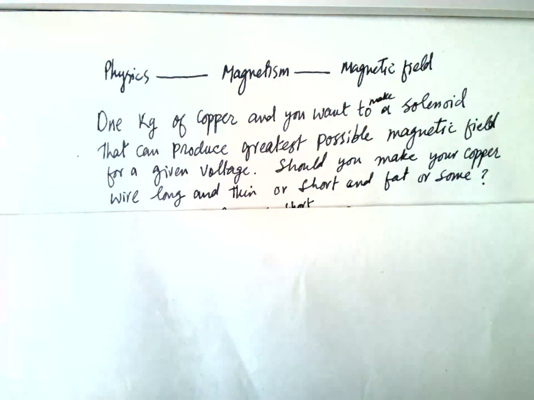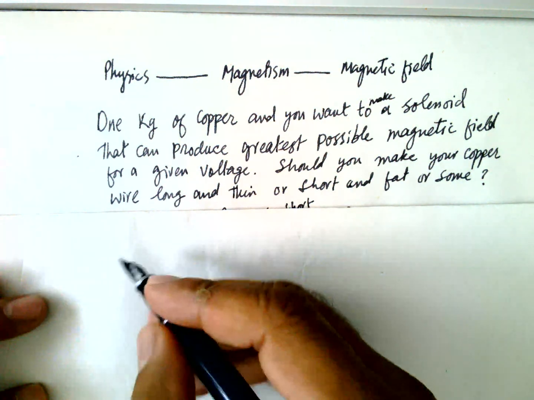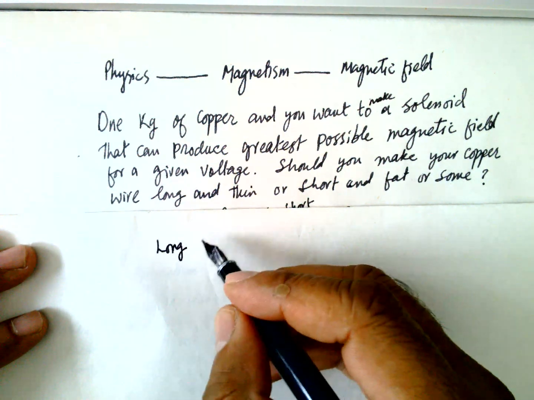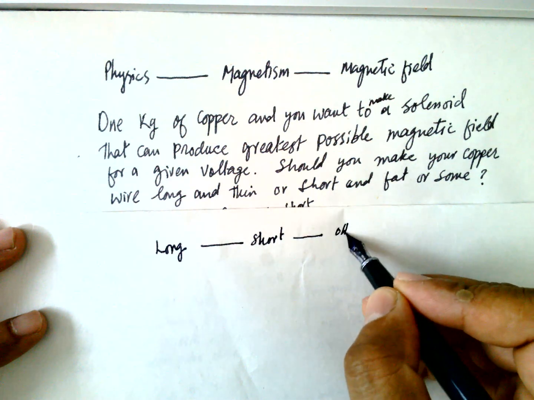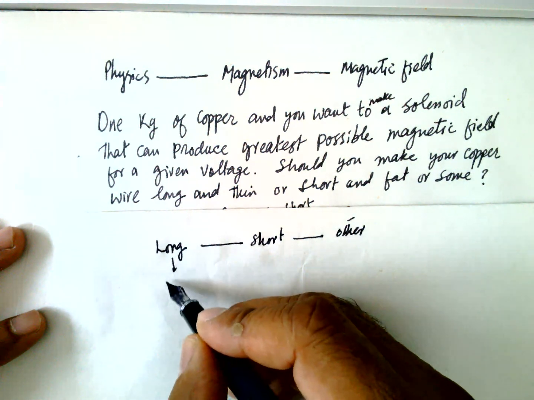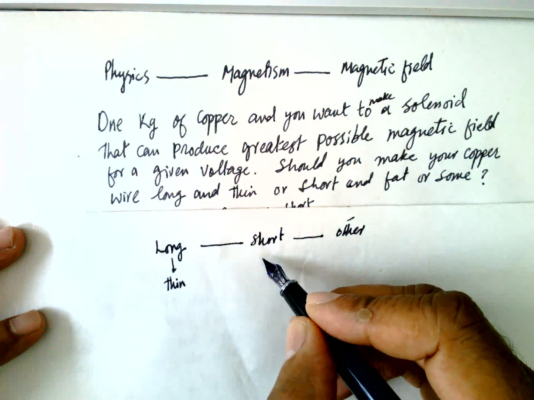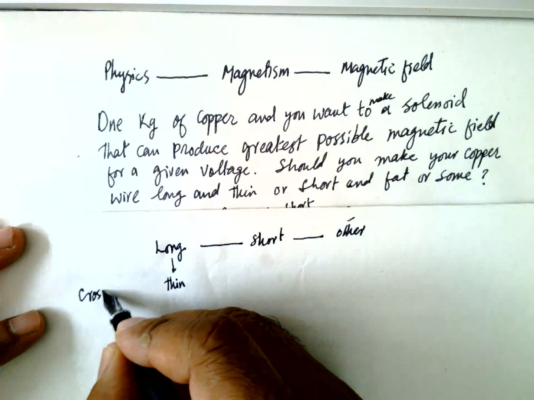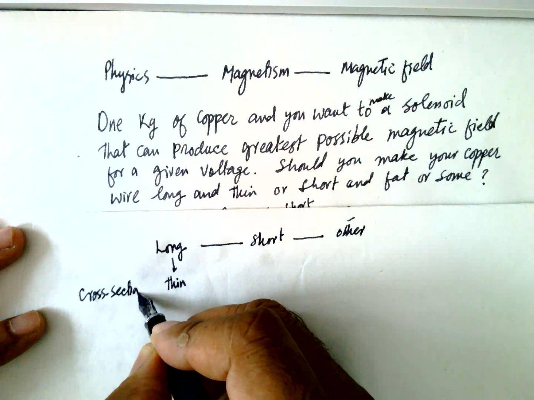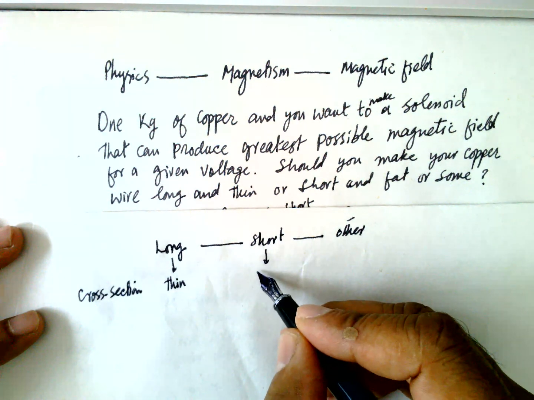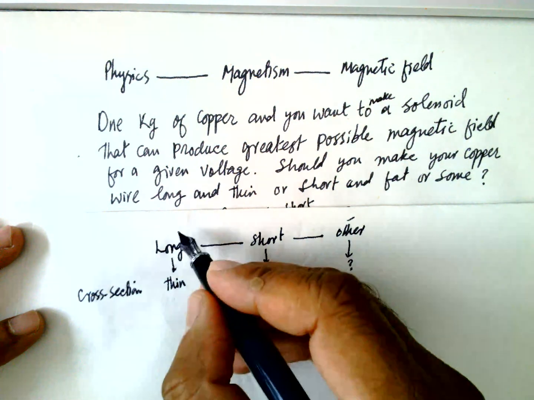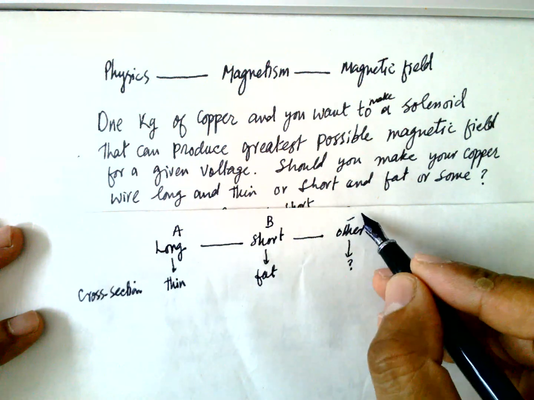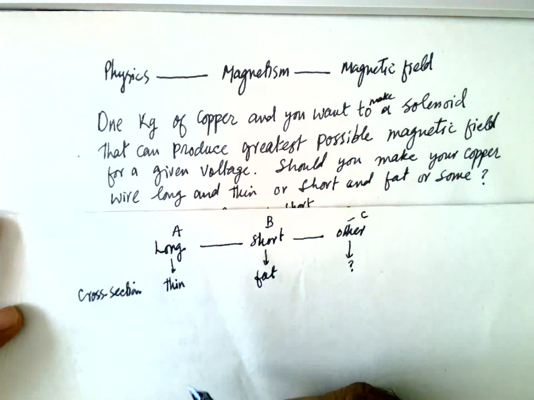So there are three options. The first one is a long wire, the second is a short wire, or other. If it is a long wire, then it has a thin cross section. If it is a short wire, then it has a fat cross section, or something else. So it's A, B, and C. So we have to find this one.